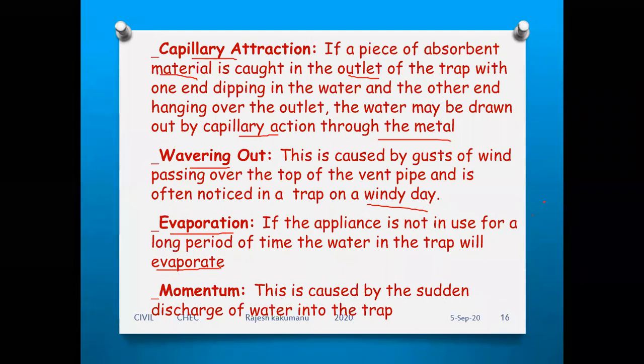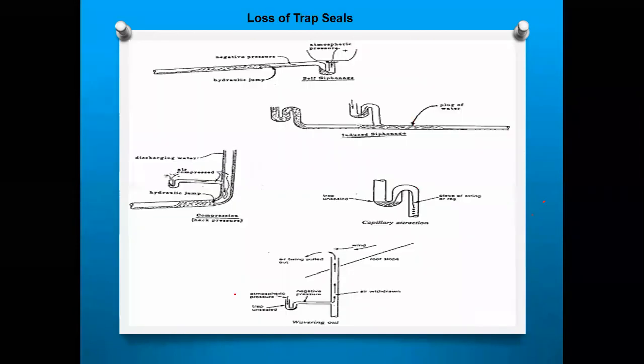Next, momentum. This is caused by the sudden discharge of water in the trap. So when does the momentum occur? This occurs when there is a sudden discharge, sudden flow, sudden removal of water into the trap, then automatically the momentum takes place. So these are the leakages in the loss of trap seals. So just see the figures how the loss of trap seals is happening. So this is the hydraulic jump.